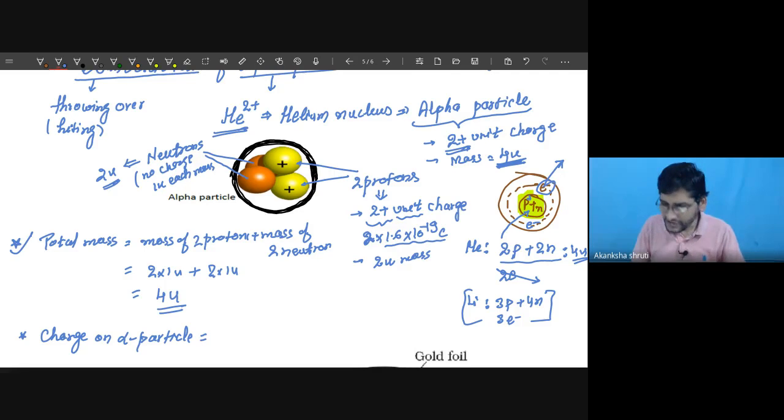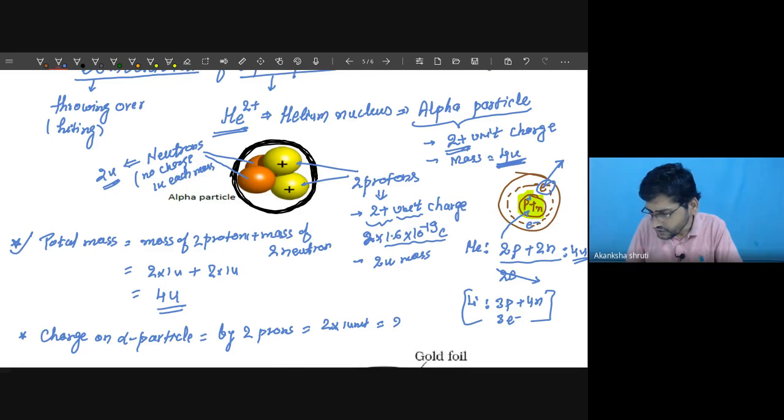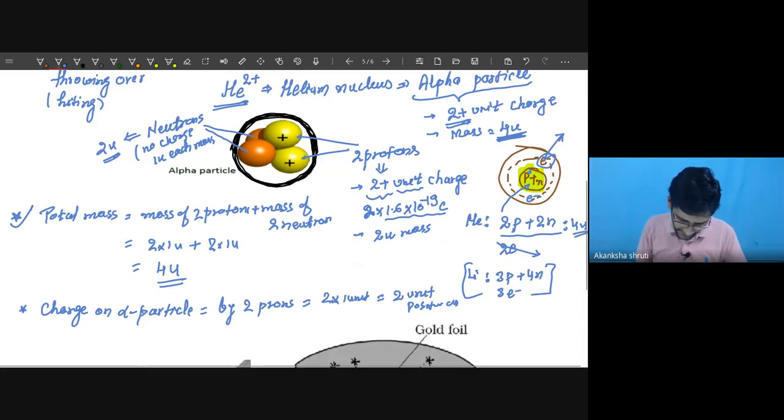So the charge is because of the positive charge proton. So charge carried by two protons, it is 2 into 1 unit. So total 2 unit positive charge. Therefore, alpha particle is denoted like this: helium with 2 unit positive charge. It is the denotation of alpha particle. Whether you write like this or this itself in short form denoted as alpha particle.